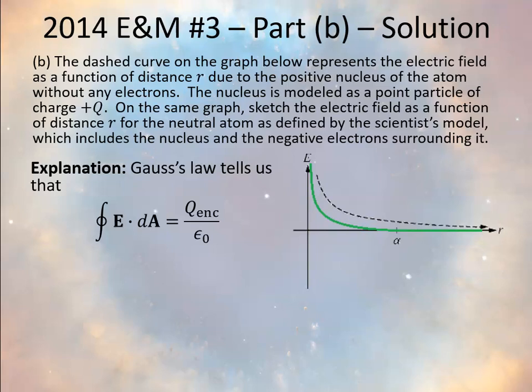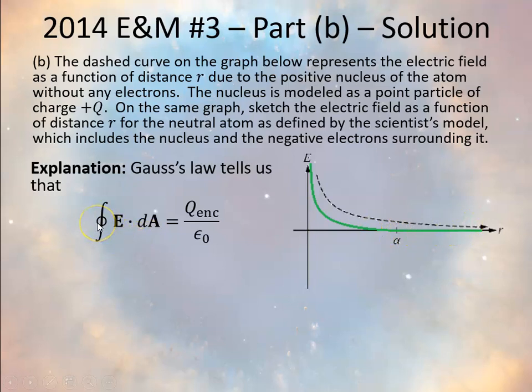Now, if we get arbitrarily close to the nucleus, the electric field is going to become arbitrarily large. So that's the point of this vertical asymptote right here as r approaches 0. And also, once we get to r equals alpha, the total enclosed charge is 0. We're done. And after that, the enclosed charge remains 0.